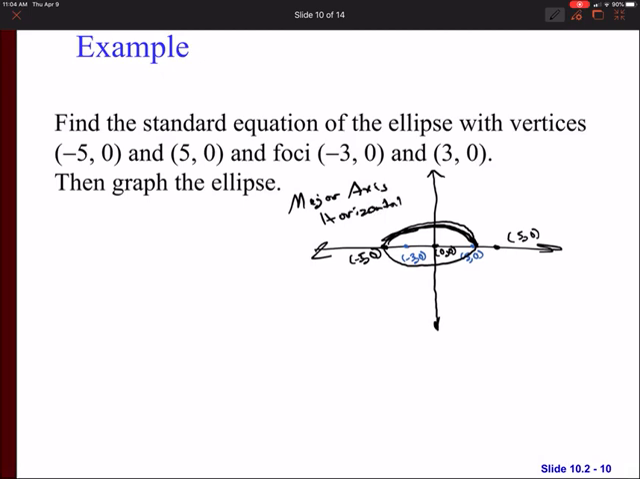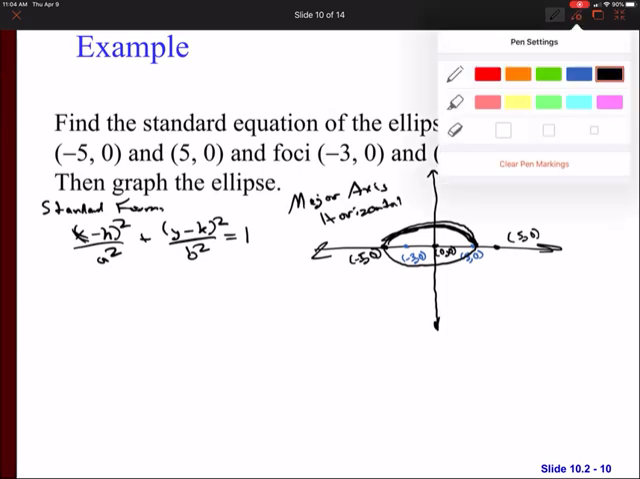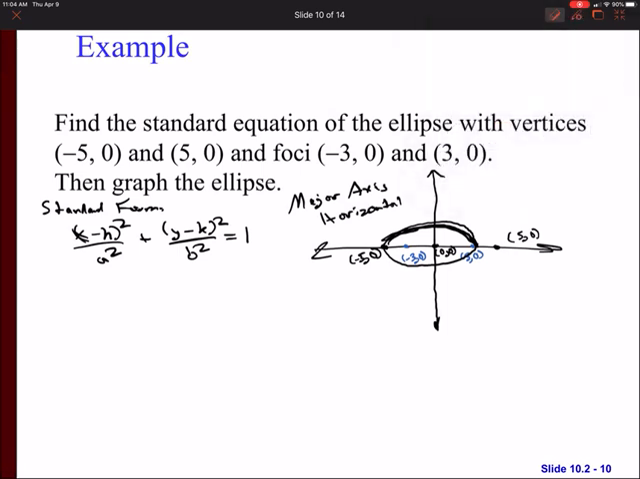Now, with that said, let's write in the standard form equation. We know that with the major axis being horizontal, the x term, (x minus h) squared, is going to contain a squared, plus (y minus k) squared over b squared. b will be with y, and remember it always equals 1. So there's our standard form equation: (x minus h) squared over a squared.